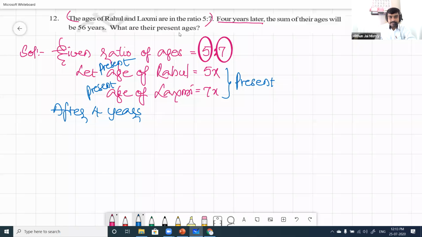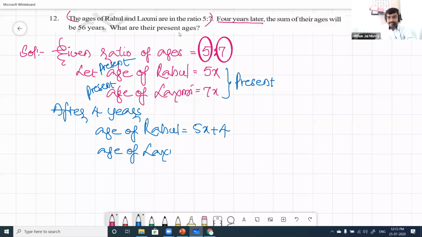So after 4 years, what will be the age of Rahul? Once again, I need to write what will be the age of Rahul. Present age is 5x. So after 4 years, it will be plus 4. Similarly, what will be the age of Lakshmi after 4 years? Presently, Lakshmi's age is 7x. So after 4 years, it will be plus 4.